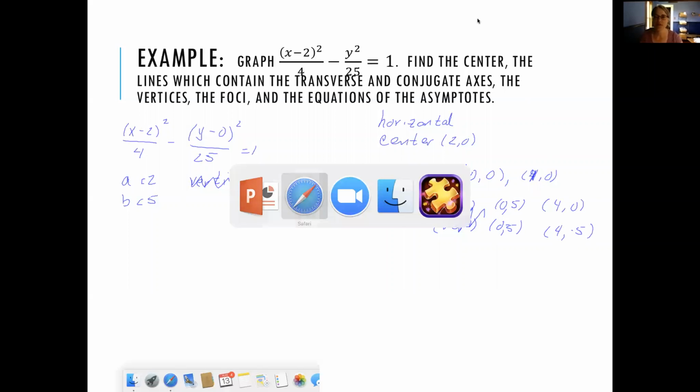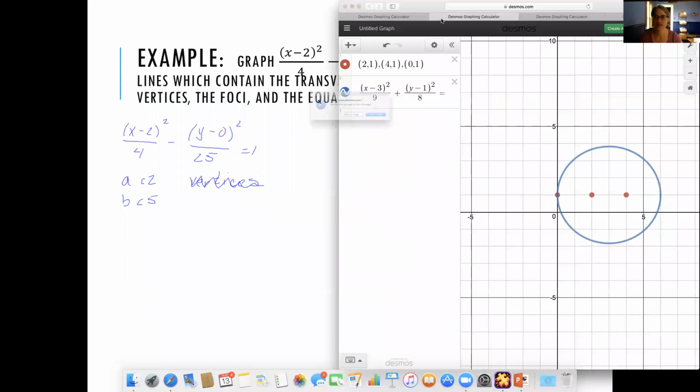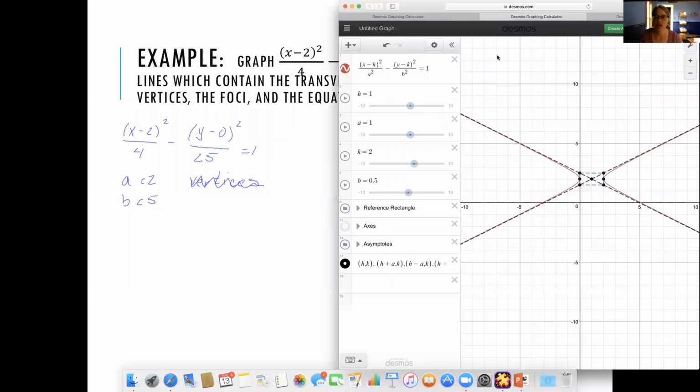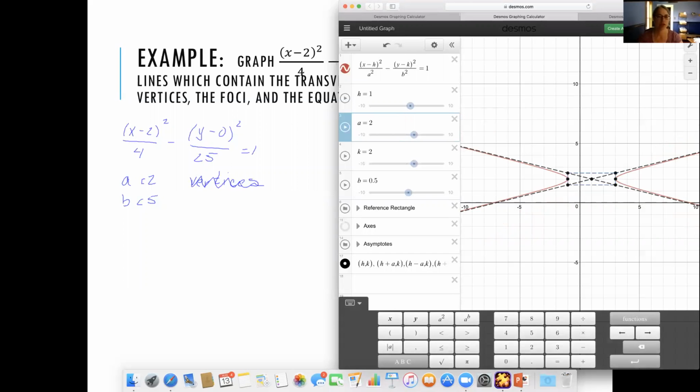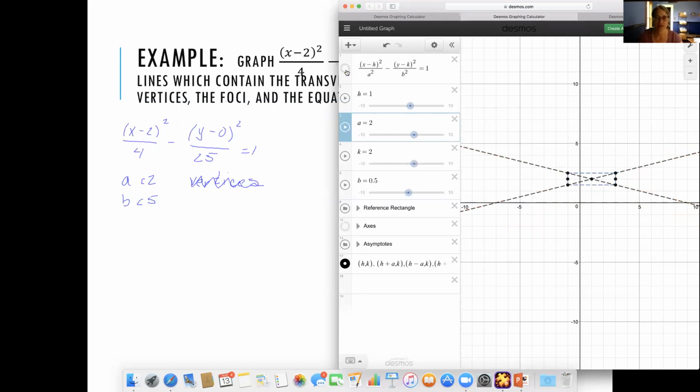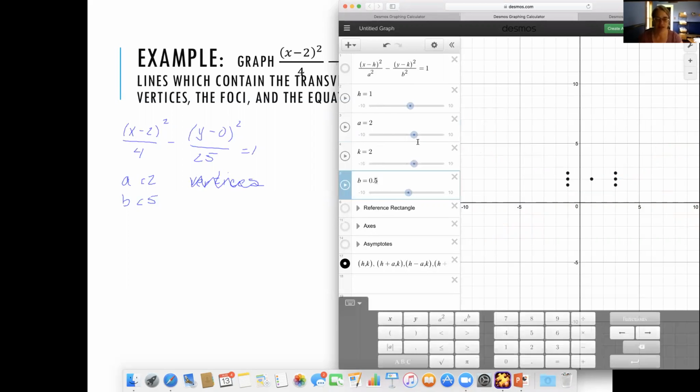All right, so let's put some information on my Desmos graph. Let's find my horizontal. This is my horizontal. We're going to turn off the hyperbola for a minute, actually everything but my points. I said a was 2, I said b is 5, I said h is 2, and y is 0, so k is 0. All right, so there is my reference rectangle.